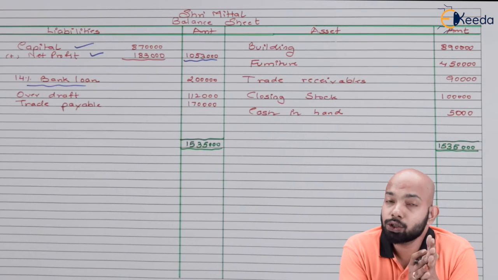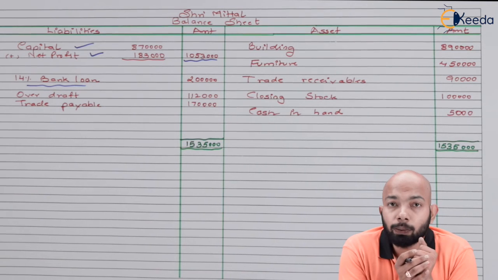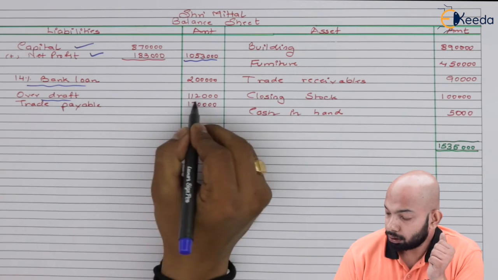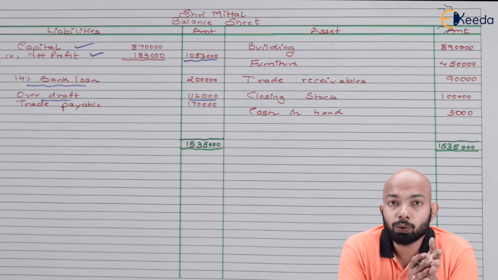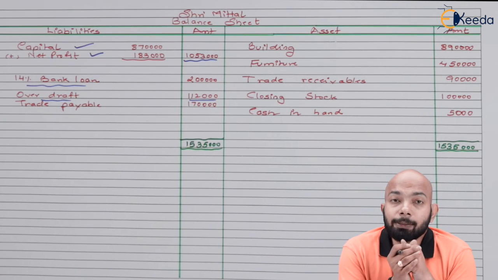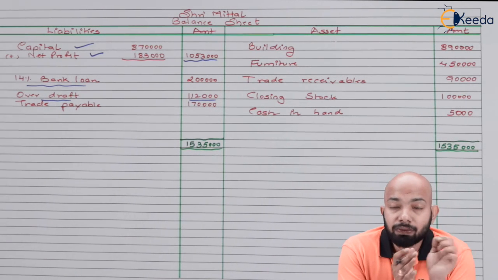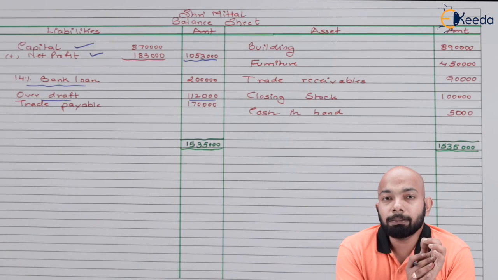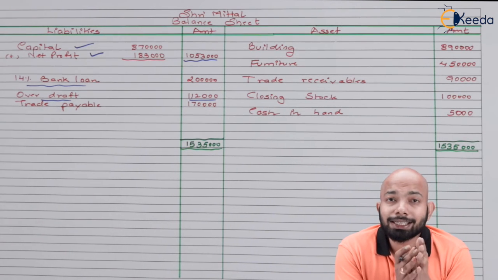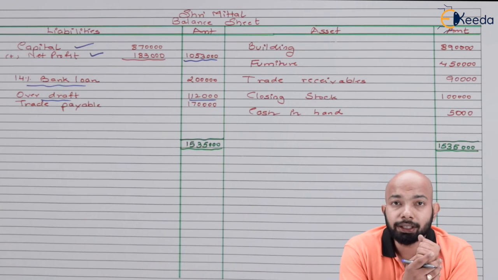Now, the next item on the liability side will be 14% loan here. That has been mentioned as 2 lakh rupees. The next item will be overdraft, which is 1,12,000. And the last item on the liability side will be trade payables, as we had mentioned that trade payables has a liability balance, credit balance rather, which is a liability supposed to be paid. So 1,70,000 has been mentioned there.